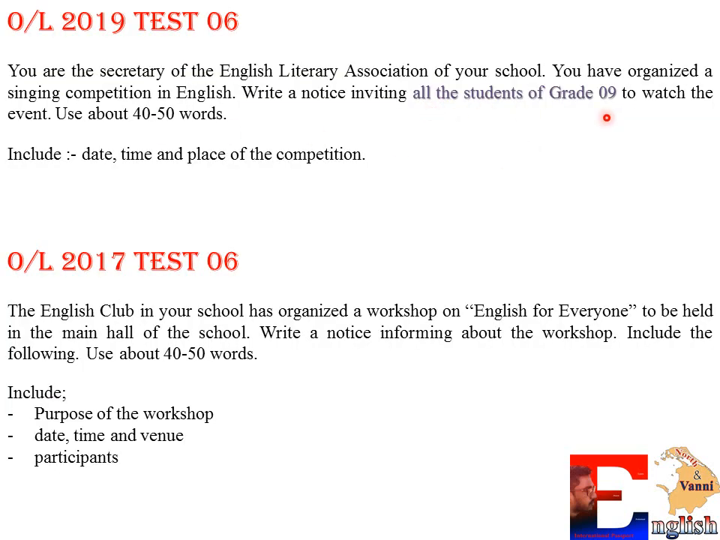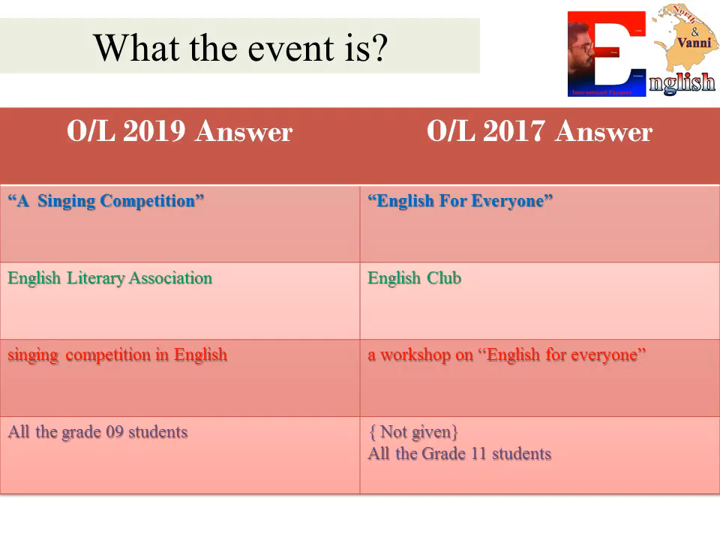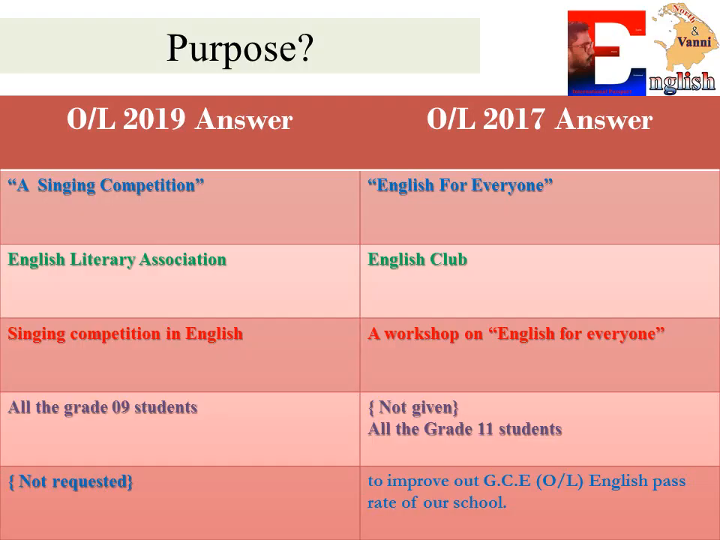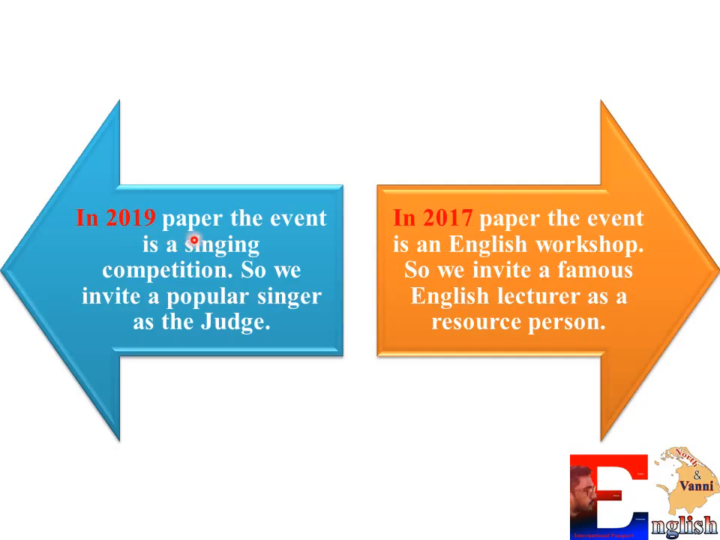In 2019 we are inviting all the grade 9 students, but it is not mentioned in the 2017 question, so we are inviting grade 11 students based on our view. In 2019 there is no such requirement for the purpose of the workshop, but under 2017 we have, so we also mention the purpose of the workshop in the 2017 answer. In 2019 the event is a competition, so we are inviting a judge. In 2017 the event is a workshop, so we are inviting a resource person.